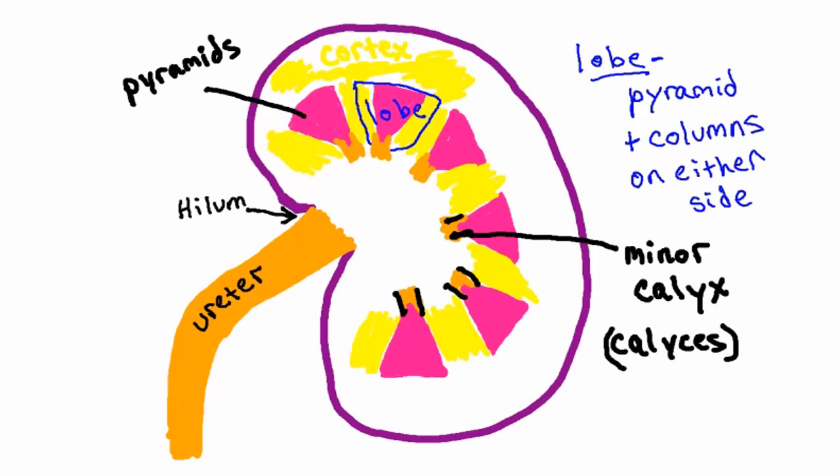So these minor calyces come out of the bottoms of the pyramids. The urine is made in the pyramids, in what's called the nephron, which we'll get to in a little bit. The urine's all made in the pyramids. It gets dumped out into these minor calyces. And then two to three of these minor calyces band together into one larger area. See, here's two and three down here. They come in and they band together, and here's where they come together and merge.